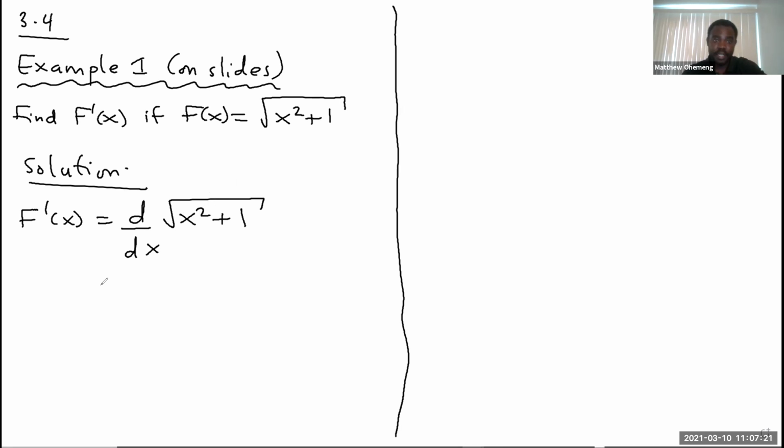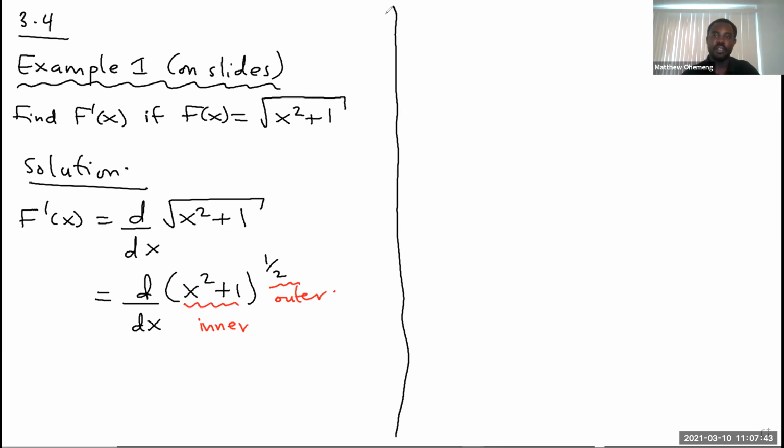Oh, but let me write this as so. x squared plus 1 all to the half. Now, if I write it this way, then I can see, oh, this one I can consider it to be what? A composition. This can be seen as a composite function where my inner function is x squared plus 1, and then my outer function is something to the power half, right?